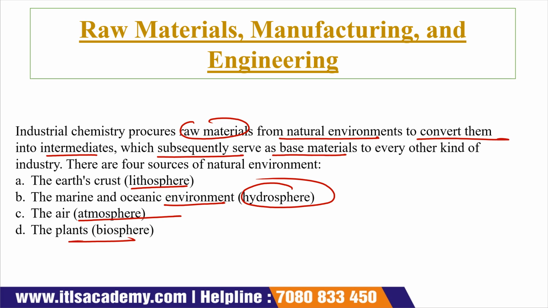Here it means that the chemical industry gets its raw material from a natural source. Now this raw material will be converted into an intermediate, which subsequently serves as a base material to every other kind of industry. Okay, and there are four sources in the natural environment: earth crust, which belongs to the lithosphere, marine and ocean environment, hydrosphere, air, atmosphere, and plants, biosphere.